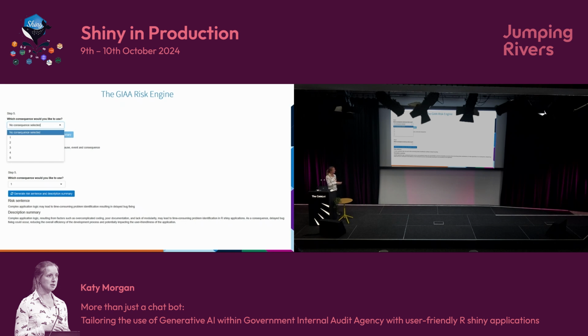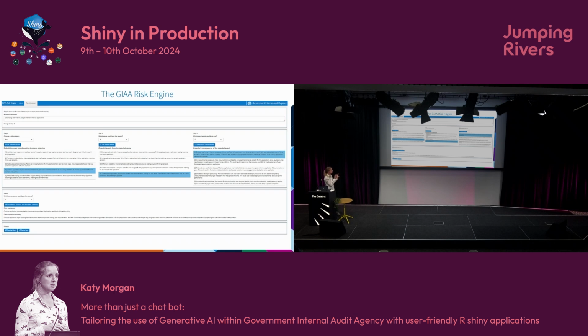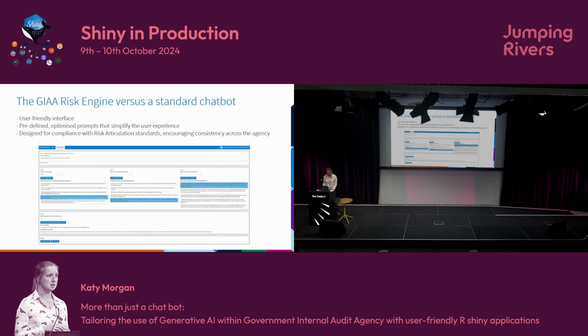This is quite beneficial at GIA because GIA does audits on a range of different things, so not just financial audits, but a broader range of potential areas. This is just what the app looks like when you've gone through the stages of picking your cause, event, and consequence. You've got them all highlighted.